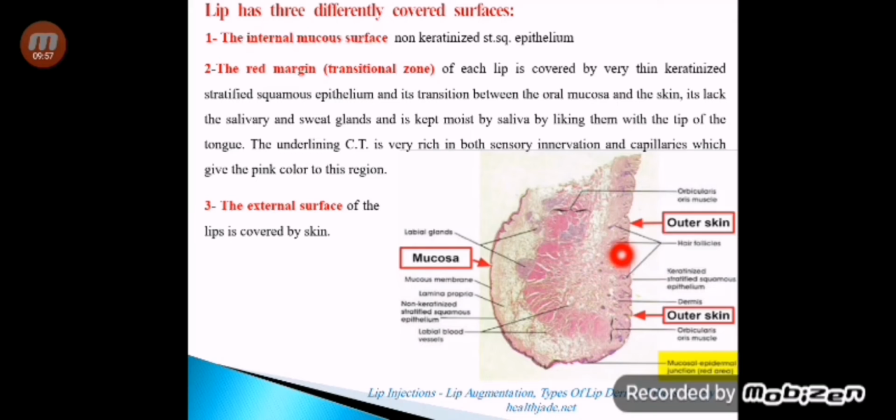The outer, or cutaneous, surface is covered by skin, which is keratinized stratified squamous epithelium with skin appendages that can be seen here, including hair follicles, sebaceous glands, and sweat glands. So each lip has three surfaces: this is the internal surface, this is the external surface, and this is the red margin or transitional zone.